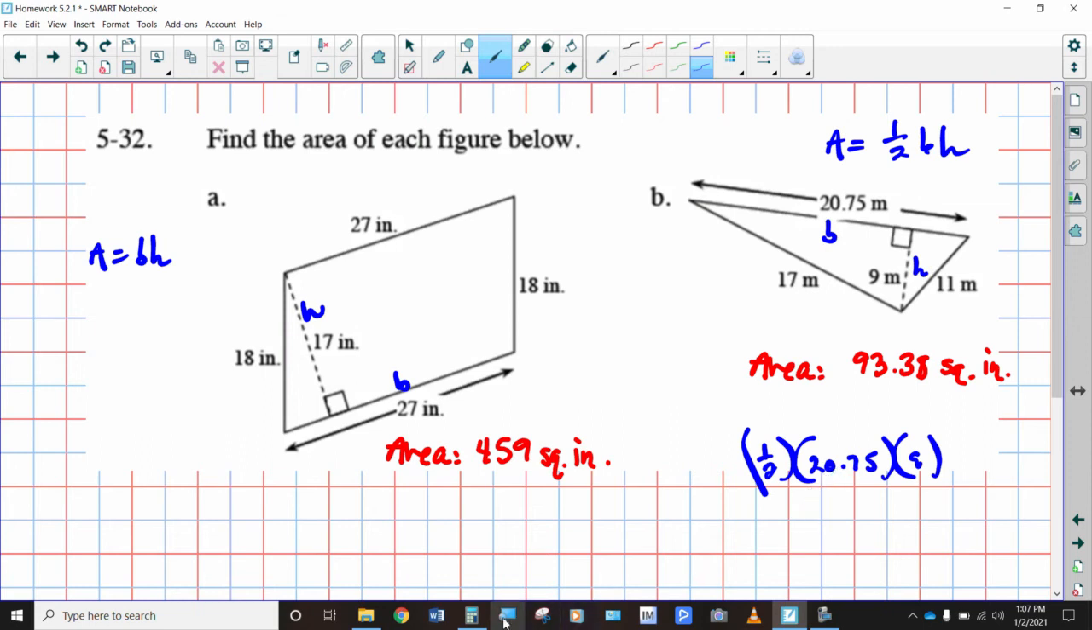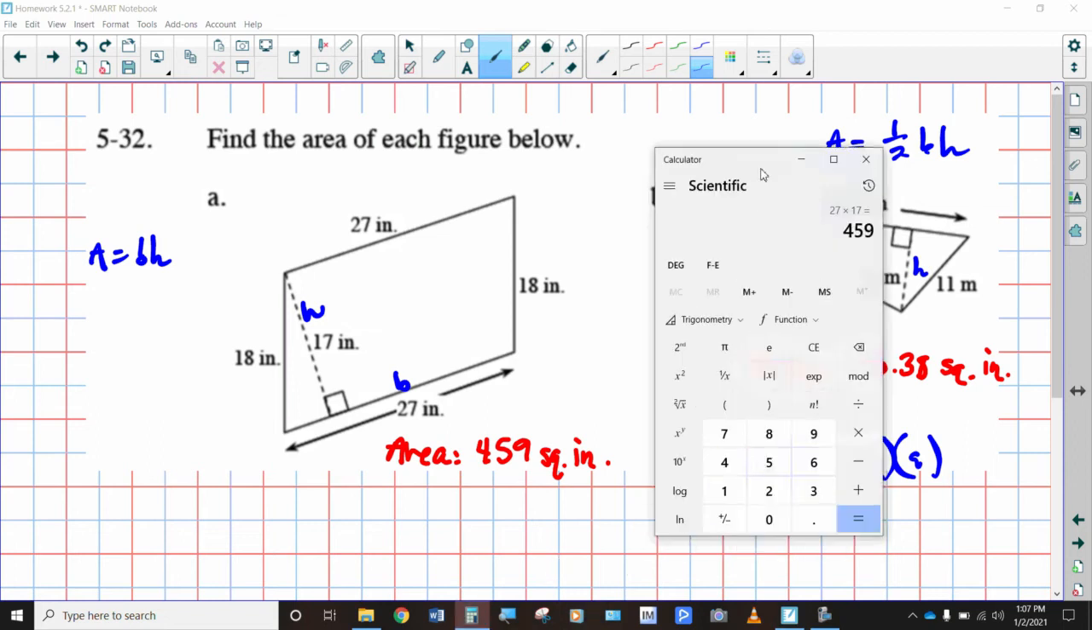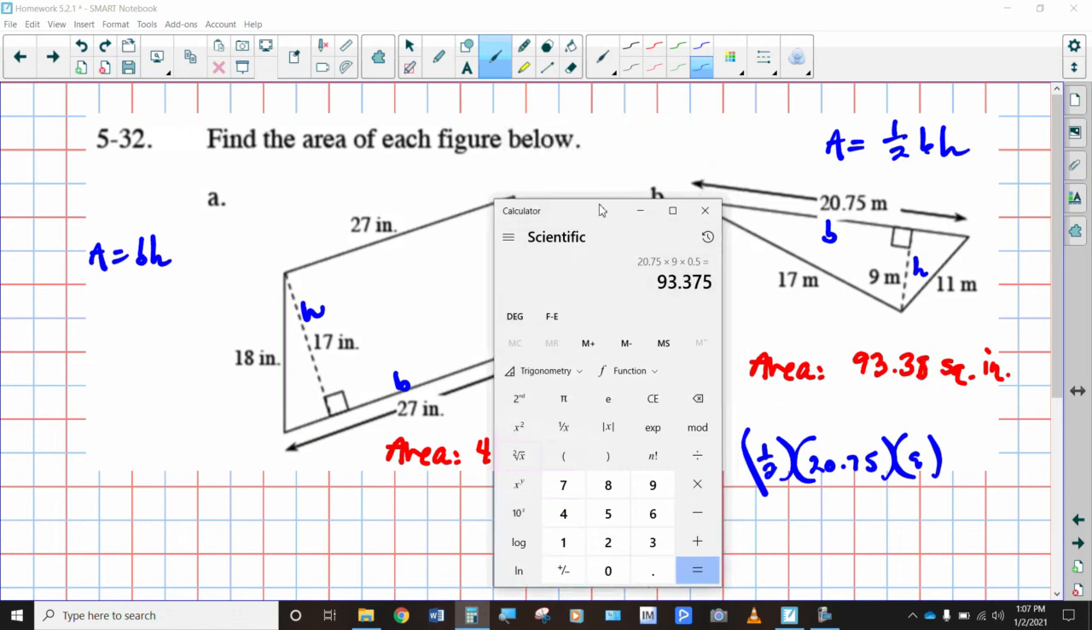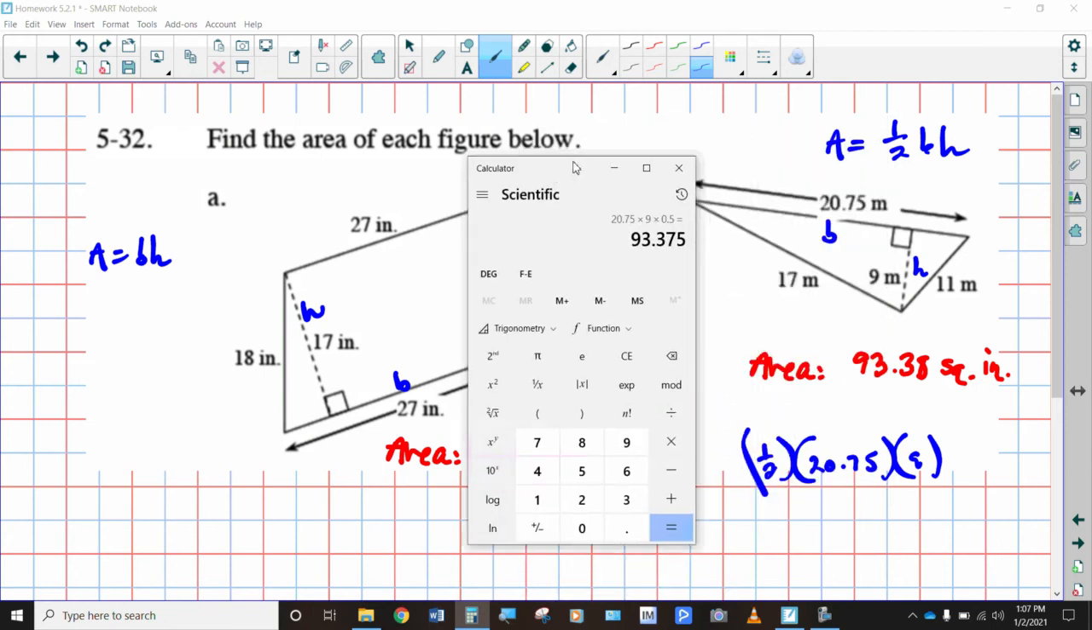So I'll just go ahead and do that. I'll take the calculator. So we'll just take 20.75 times 9 times 0.5, which is 1/2, and you get 93, and I rounded it up to 0.8, but you could have said 93.375. Don't know why I rounded that up, but I did. Either way, both answers are fine.